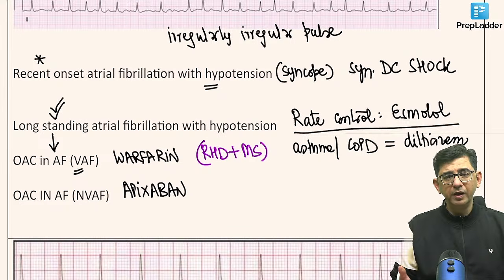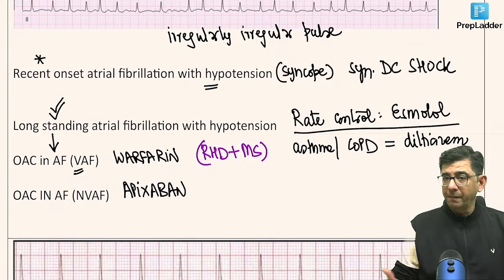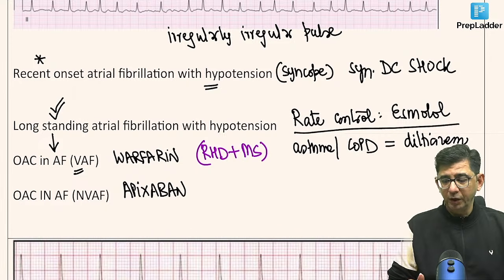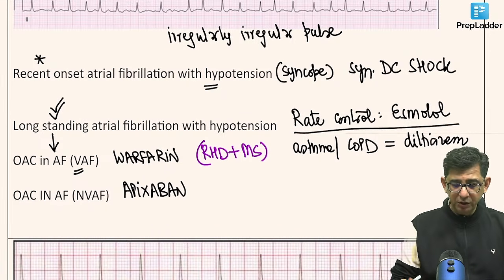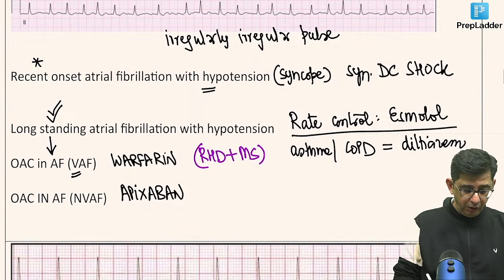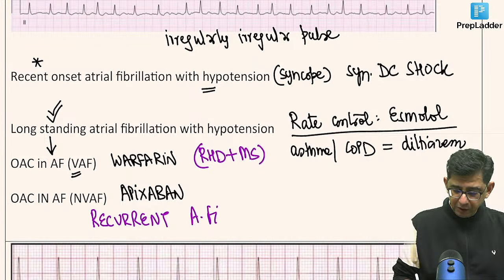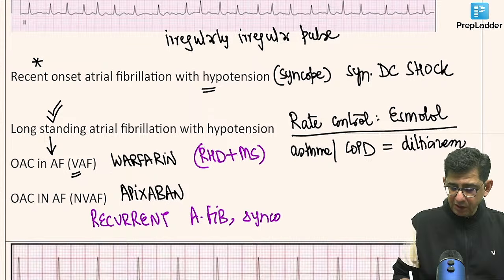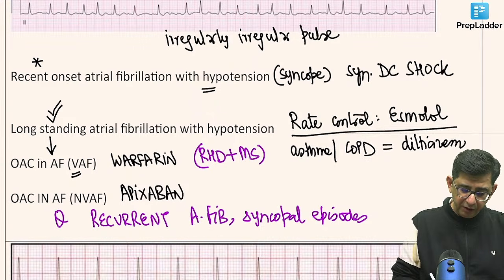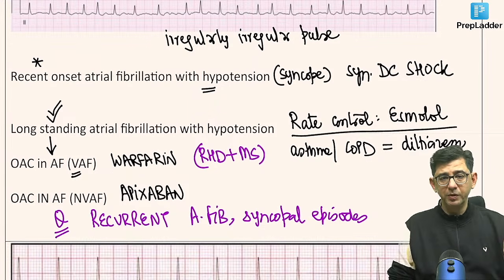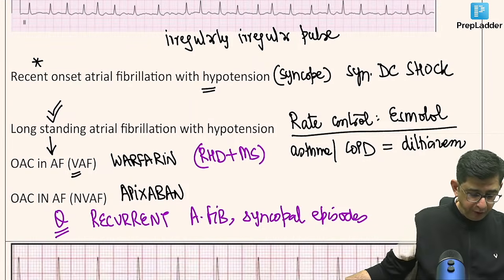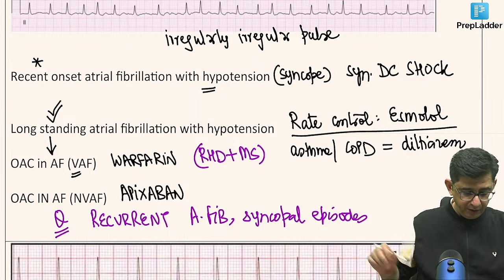So pretty straightforward. We have to anticoagulate, we have to go for rate control in these patients, and if required, we might even have to go for catheter ablation if there are recurrent atrial fibrillations. Okay, so let's hit the comment button, guys. If the case has recurrent atrial fibrillation and the patient is also having recurrent syncopal episodes, what is the best management? What treatment would you be recommending for this particular patient?